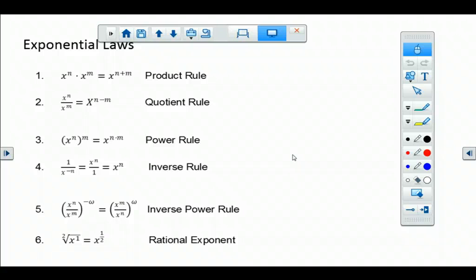Numbers 4 and 5 are more for aesthetics. The ones that are really the workers are 1, 2, 3, and 6. You cannot get by with algebra without 1, 2, 3, and well, you can get by without 6. But 1, 2, and 3, you can't get by without.